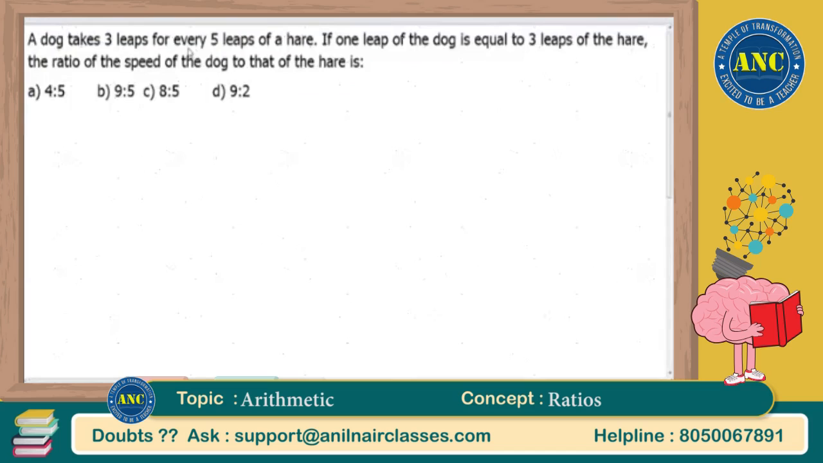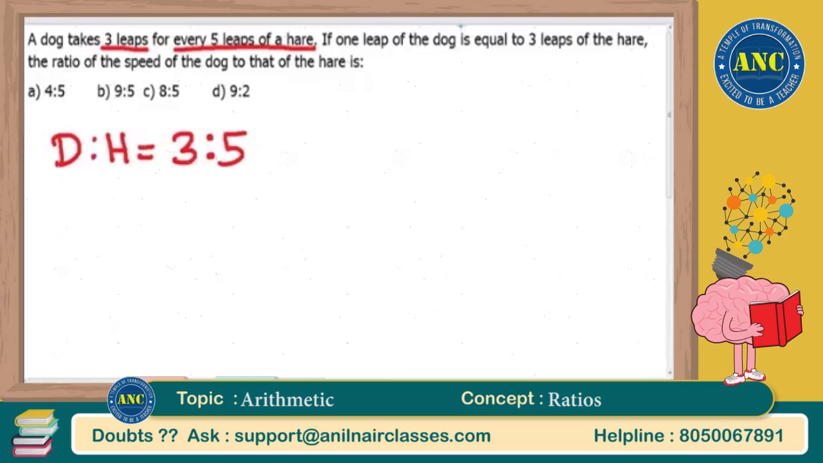Now observe carefully. The question says a dog takes 3 leaps. Leaps is nothing but steps, for example. A dog takes 3 leaps for every 5 leaps of a hare. That means there are two parameters, dog and hare, right? For every 3 steps the dog is taking, the hare will take 5 steps. That means the initial speed ratio of dog and hare is 3:5, right? It is 3:5.